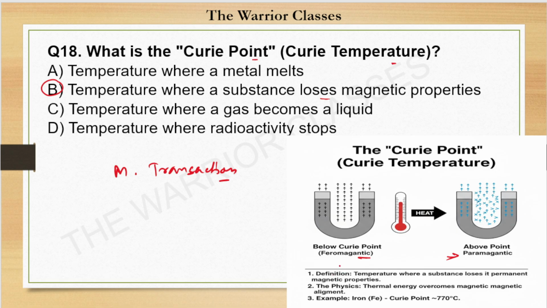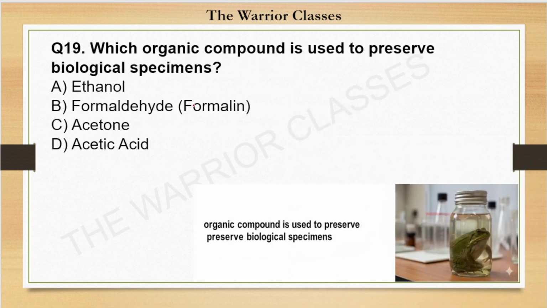From ferromagnetic it becomes paramagnetic after the application of certain heat, and in this process they lose their permanent magnetism. Now the next question of the series is, which organic compound is used to preserve biological specimens? The correct answer will be formaldehyde or formalin. Formalin or formaldehyde is used to prevent tissue decay. In some laboratories, you might have seen that for conservation of some species, some liquid is used. This is called formaldehyde or formalin.